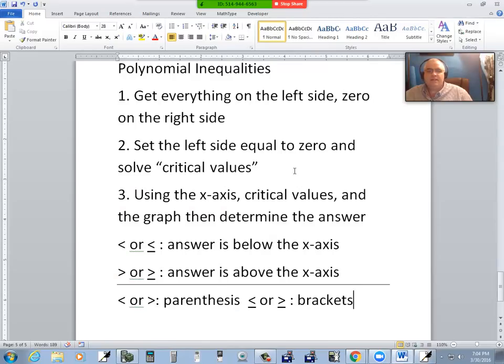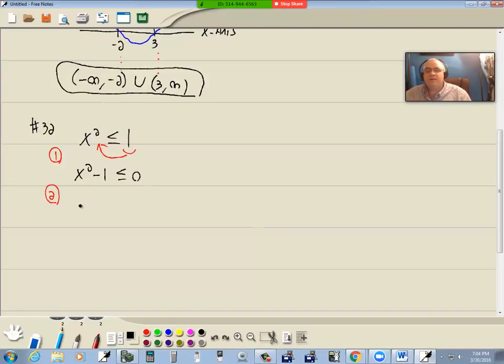Step 2, set the left side equal to 0 and solve. So I'll set x squared minus 1 equal to 0. And this is actually, you could factor it and solve it that way, or I could use the square root property. Square root property, I take negative 1 to the right side and it becomes a positive 1. And square root property says we drop our squared and you put a plus or minus square root on the other side. So we end up with x is equal to plus or minus 1.